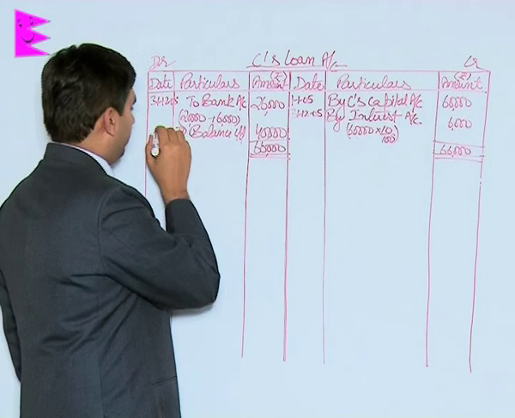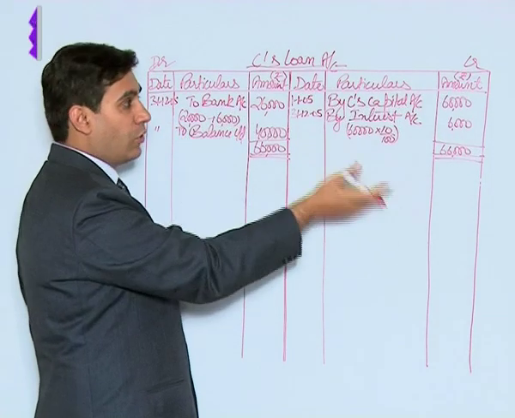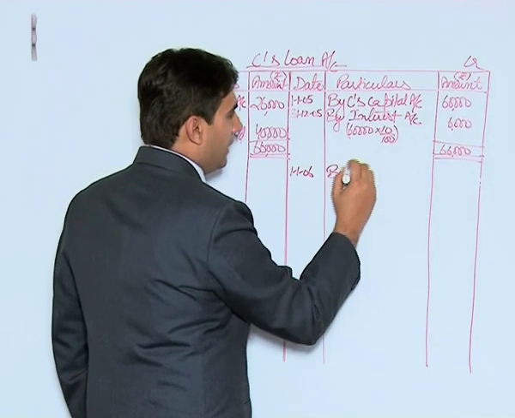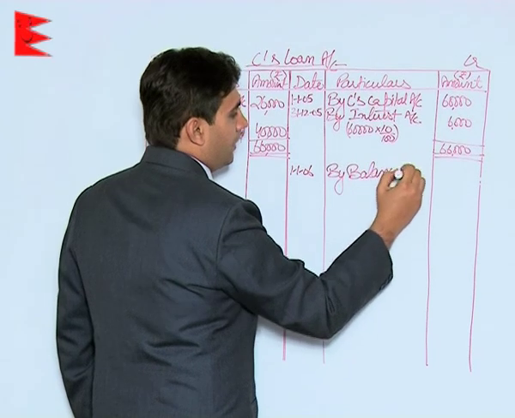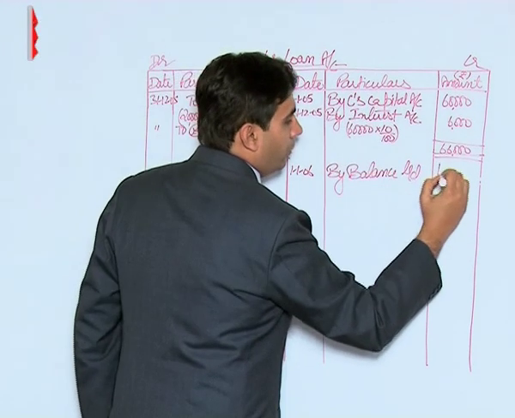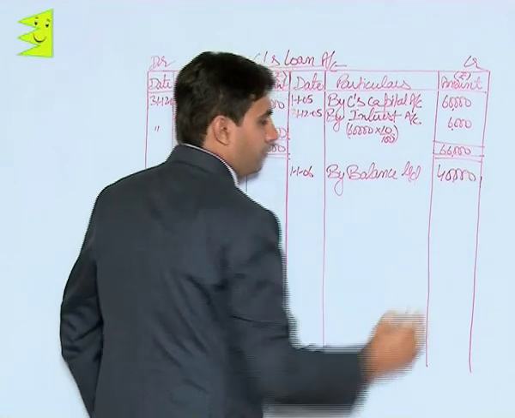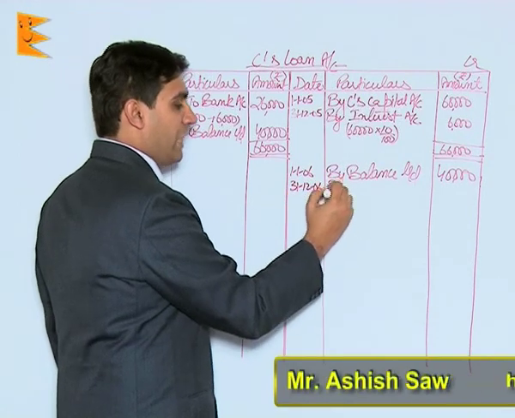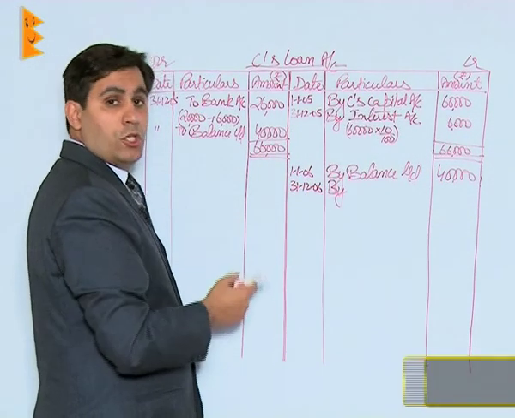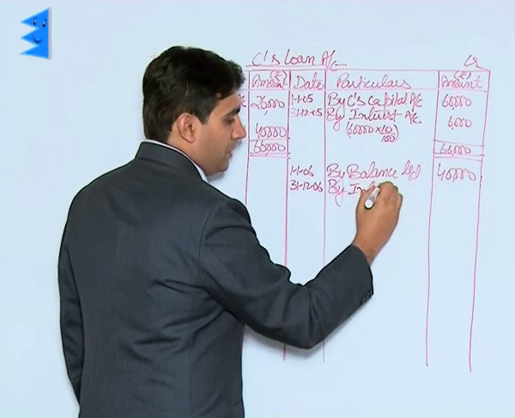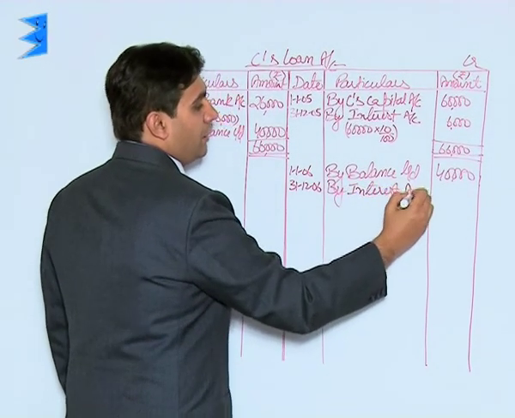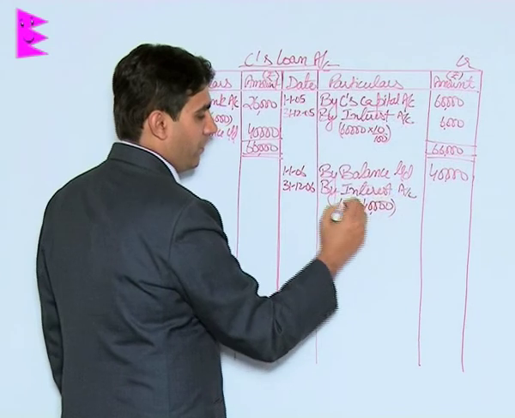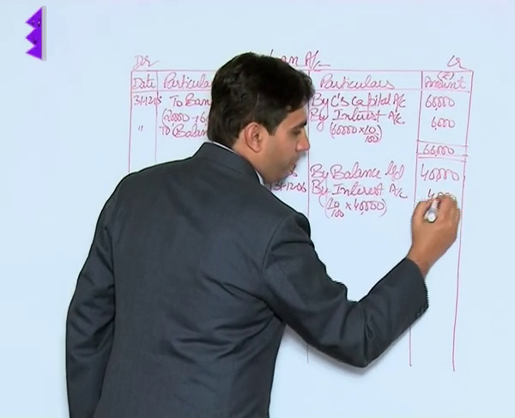Now students, this balance would be brought down onto the credit side. So on 1st January 2006 by balance brought down 40,000. Again, at the end of this year, we have used 40,000 rupees for the whole year. So interest would be payable. Entry would be by interest, that is 10% of the balance in the beginning of the year, which is 40,000. This gives us an amount of 4,000.